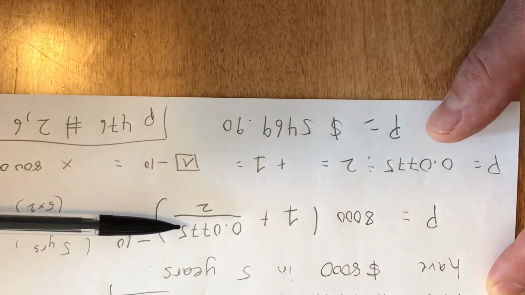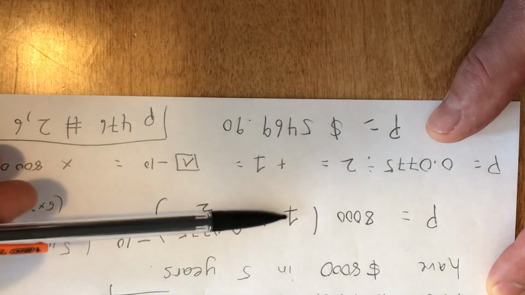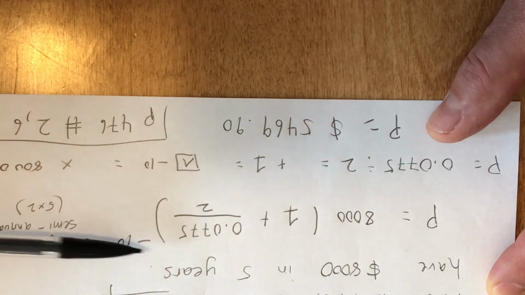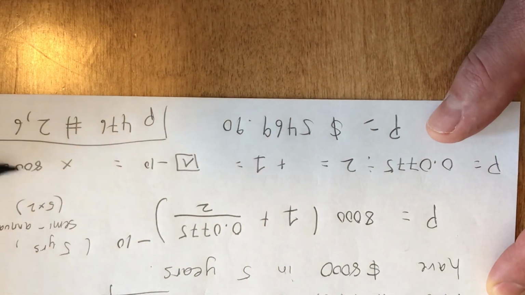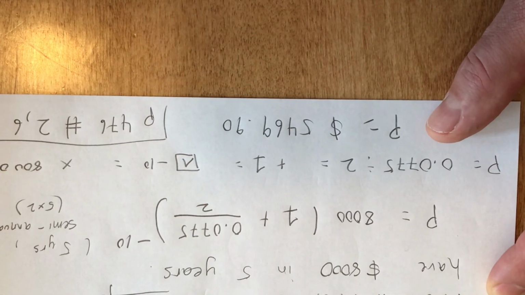Simply on your calculator, 0.075 divided by 2, equals, plus 1, equals. You have to do the brackets first, power negative 10, multiplied by 8,000. You'll see if you put in $5,469.90, you'll get $8,000 in 5 years.